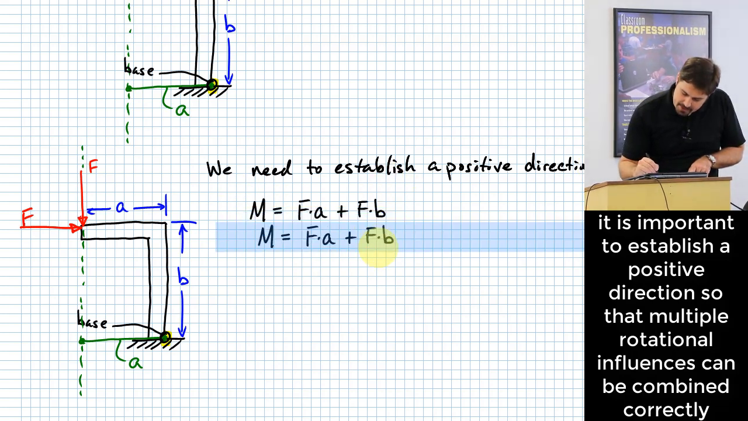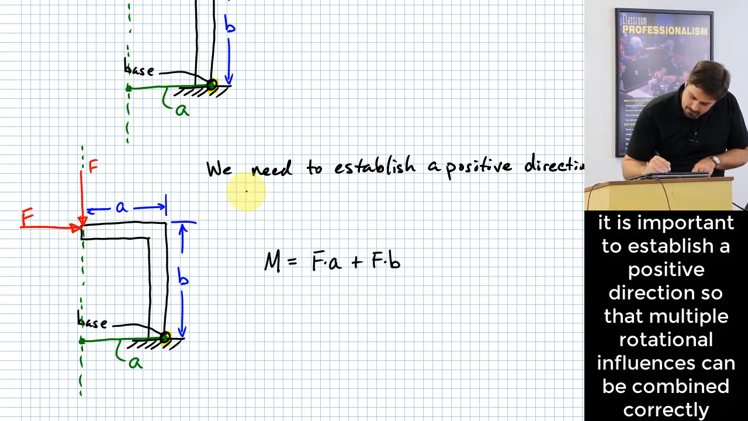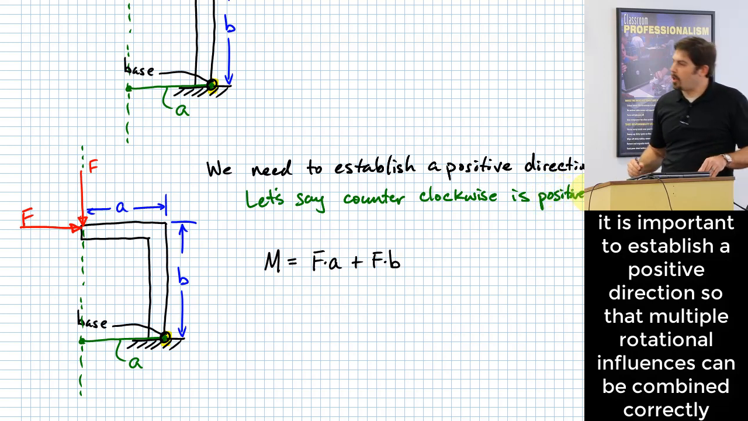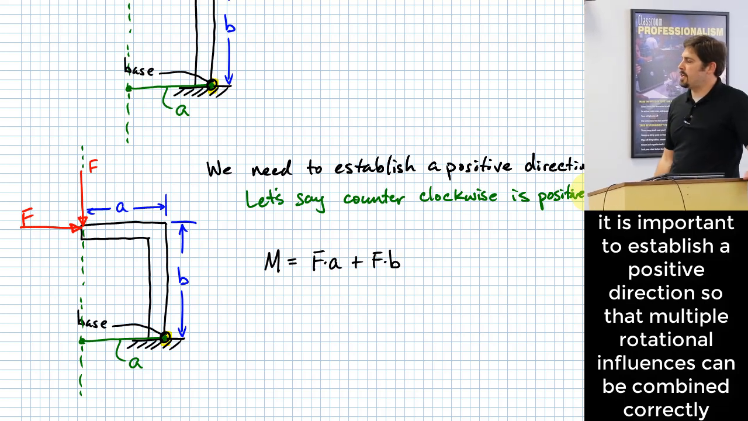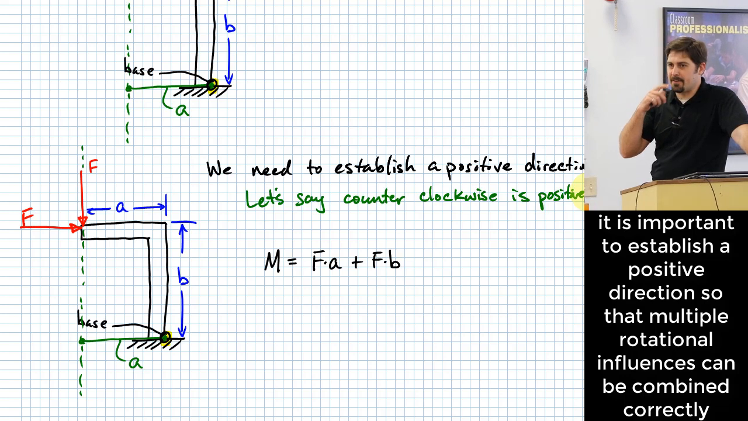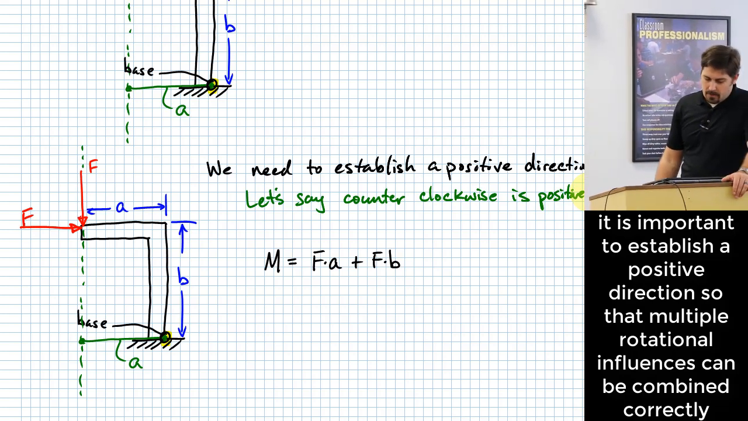For here, let's actually say counterclockwise is positive. So if counterclockwise is positive, how should I change my expression there? Remember, this expression wasn't right. We have to fix it. What should I do?